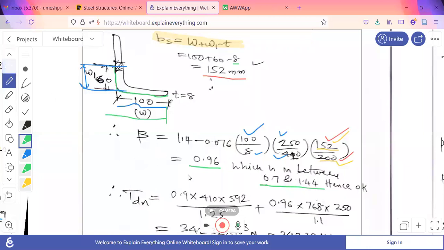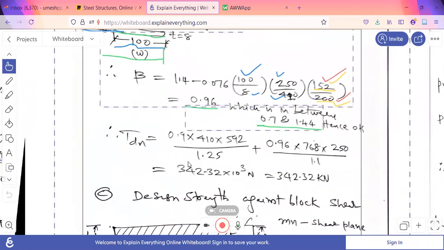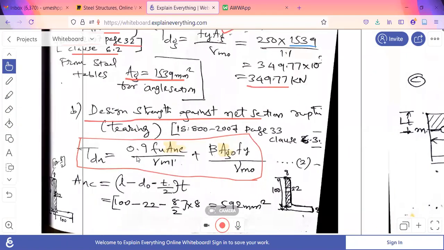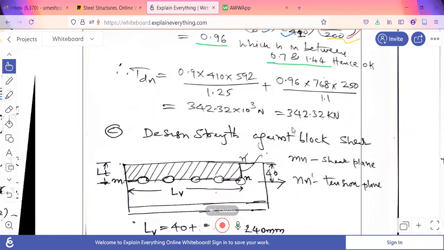Then I have substituted in the formula of TDN. I'll take you again to that formula here. See, 0.9 Fu ANC by gamma M1, beta is calculated, AG0 Fy by gamma M0. Now you substitute all these values, divide by 10 raised to 3, and you will get it in newtons. So 342.32. Okay, TDG and TDN are calculated.